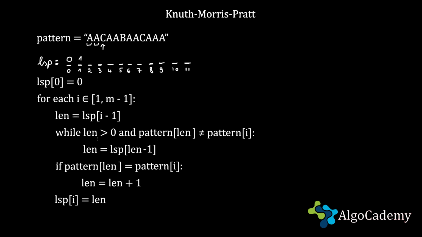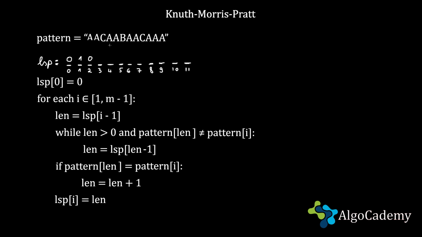Then when I try to go one more time, len is 0, finish execution. I check one more time to make sure, is pattern of 0, this A, equal to this C? Maybe I have a suffix and a prefix of length 1, and they are not equal. So len is still 0, and LSP of i is 0.